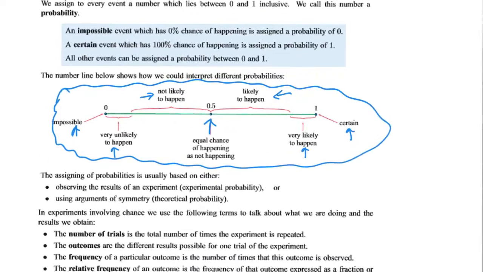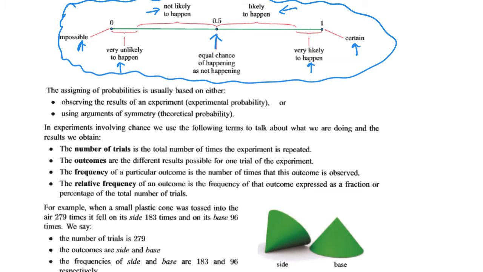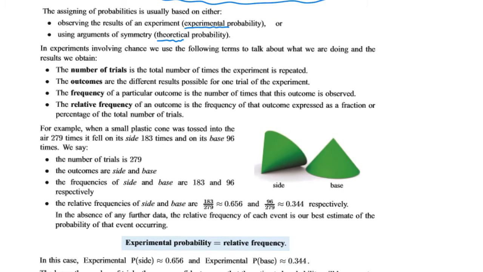So when we assign probabilities, we're going to observe results or we're going to follow some rules. So we're either going to do experimental probability where we observe, or theoretical probability where we follow rules. This section is going to talk about experimental probability. So we're going to observe a chance process. We're going to have to know how many times we've done something. The outcomes are simply the results possible for one trial. So we call those outcomes. The frequency of an outcome is the number of times that outcome is observed.